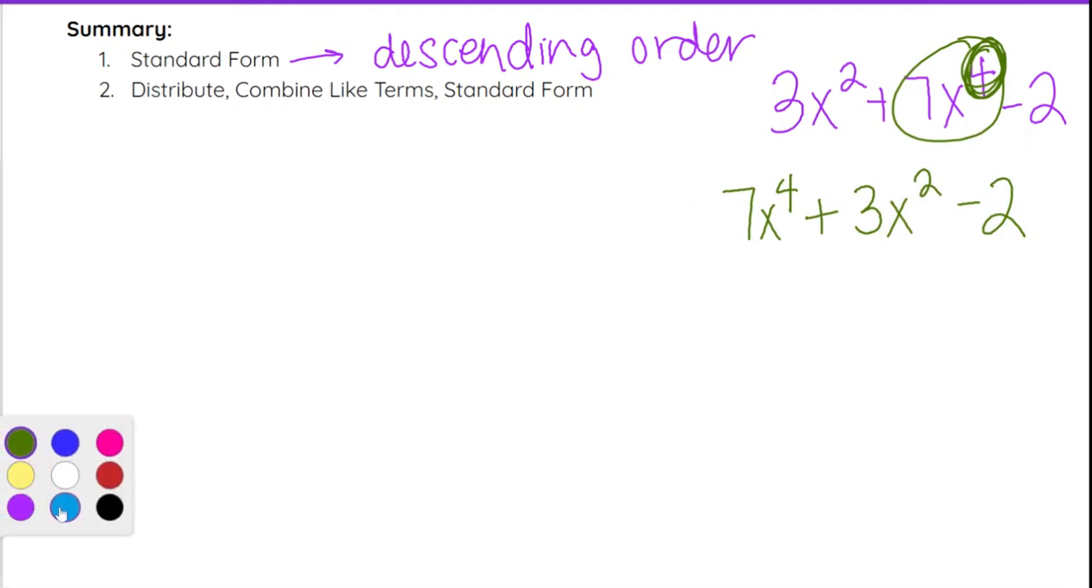Second thing I want to remind you of is the order in which you simplify. So first you will want to distribute any monomials or any binomials, which we'll get to in a little bit in the future. But we want to distribute, and then we will look at combining like terms where we can, and then we end by putting it in that standard form.